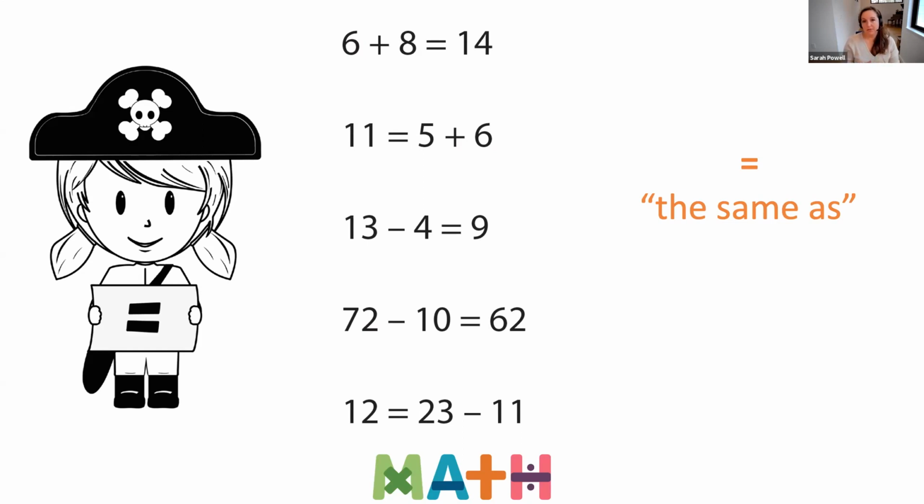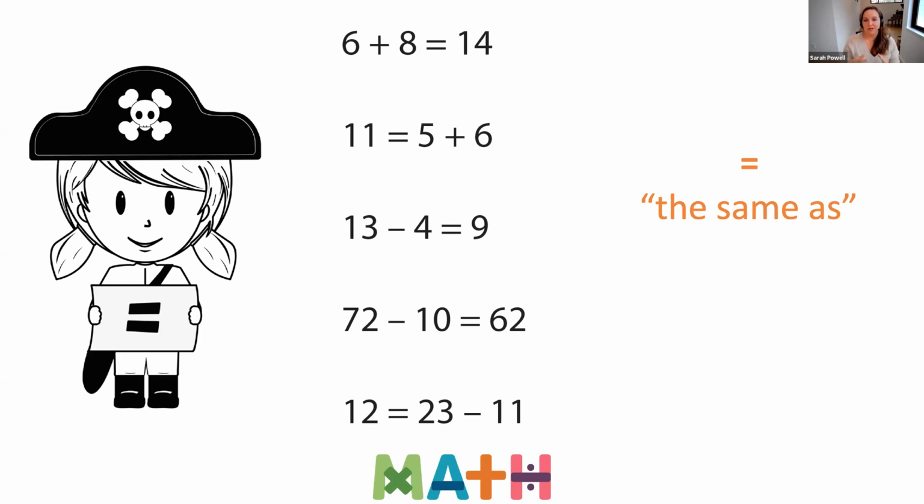So we talked about the equal sign as an interpretation as the same as. So one of the first things students would do is that they would read different equations, and instead of saying equals, they would say the same as. So here are some of the equations that students would read. So they would say 6 plus 8 is the same as 14. And then for the next one, which is a non-standard equation, the equal sign is not in the position where we would typically expect it to be. They would read this as 11 equals 5 plus 6.